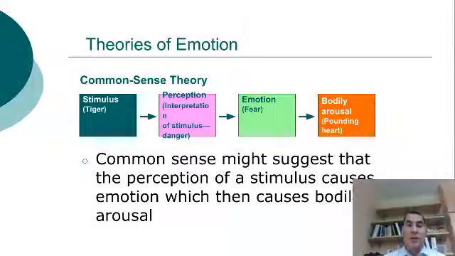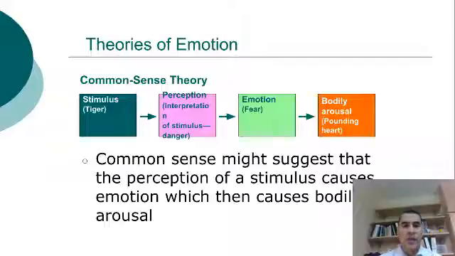What we want to do next is start to look at some of these key theories of emotion, and we're going to start with what we call the common sense approach. With each of these theories, it's a matter of timing between the stimulus, whatever seems to trigger the emotion, our perception of that, the actual emotional sensation, and then the body's reaction.